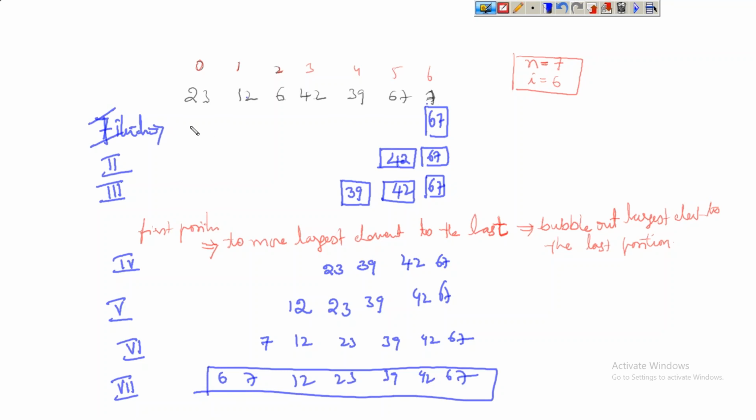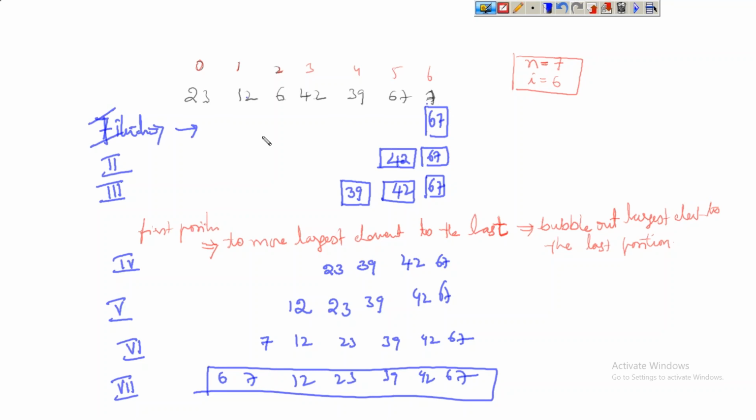Okay, so for every iteration, what should happen is the largest element must move to the last position. By the time we complete all the tests, we have 7 elements. By the completion of 7 iterations, all the elements will be in sorted order. But how do we move the largest element to the last position? That is the task. That's what we have to do here now.